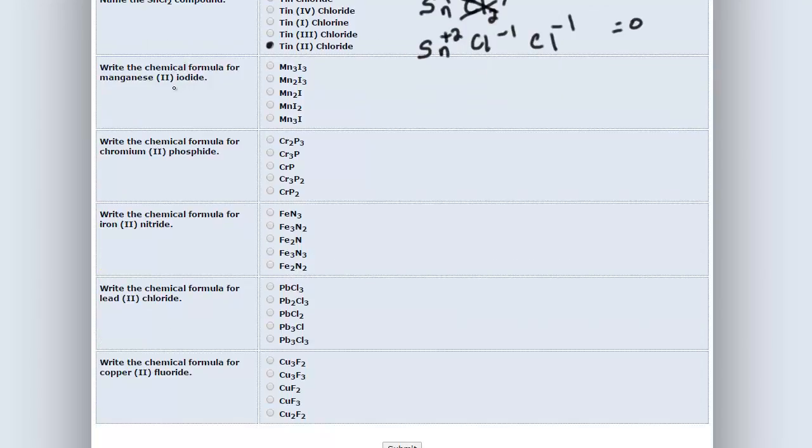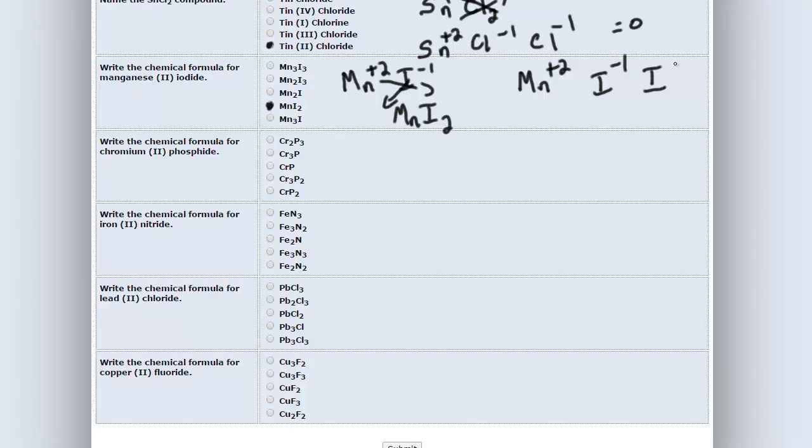Write the chemical formula for manganese 2 iodide. Manganese 2. Manganese is Mn and it's a +2. Iodide is a -1. We have MnI2. Or what we could do is say Mn with a +2, I with a -1. We have to get to 0, so we need another one of these I's, and then that allows us to write out MnI2. Manganese 2 iodide.